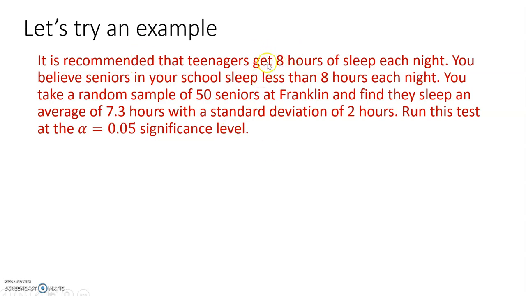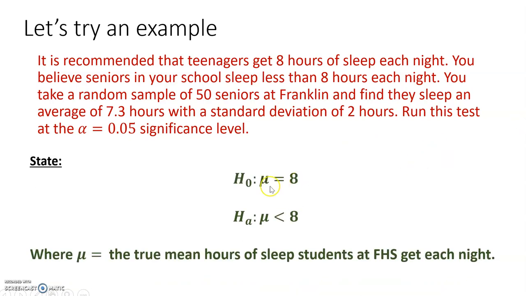So, null is that it's 8 hours. 7.3 seems like it's almost an entire hour less than that. But with a standard deviation of 2 hours, is that really enough to say seniors aren't getting enough sleep, that they aren't getting 8 hours of sleep? So I'm going to set up my null and my alternative. I am assuming that the mean is 8 hours, but I'm trying to figure out if maybe it's less than that. So I'm going to use a less than sign here, where mu is the true mean hours of sleep, I would say seniors at FHS get each night, if you're following along. All right, on to the plan. We have to see if it's random.